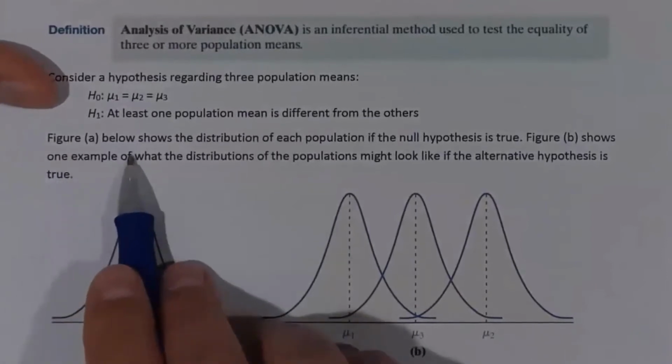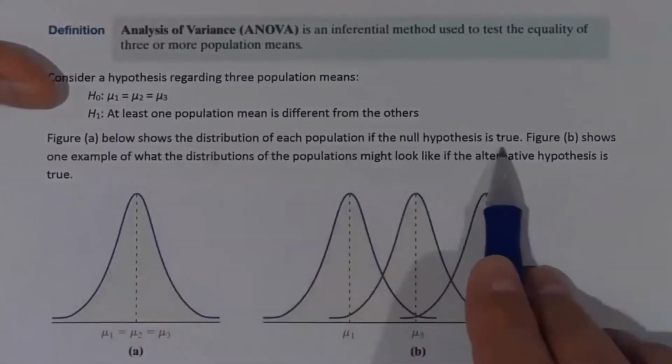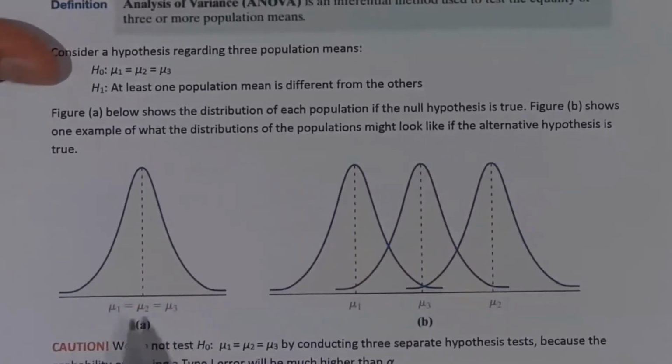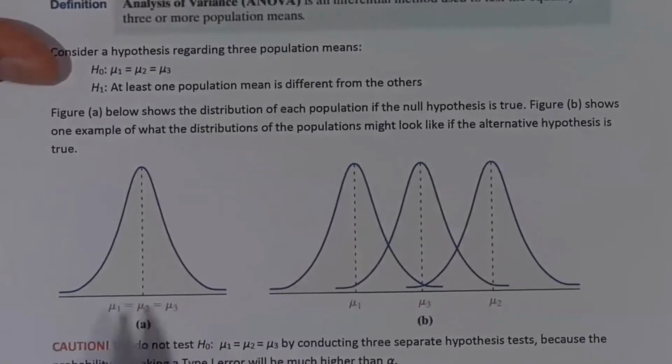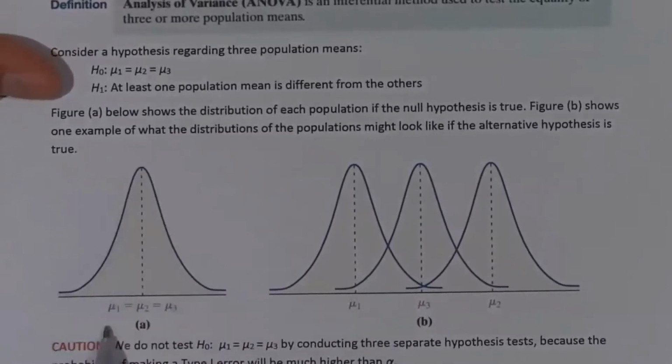So figure A below shows the distribution of each population if the null hypothesis is true. If you take a look at this figure, if all of the means are equal, so the null hypothesis is true, then mu1 equals mu2 equals mu3, so all of those distributions are going to have the same shape, the same center at least.